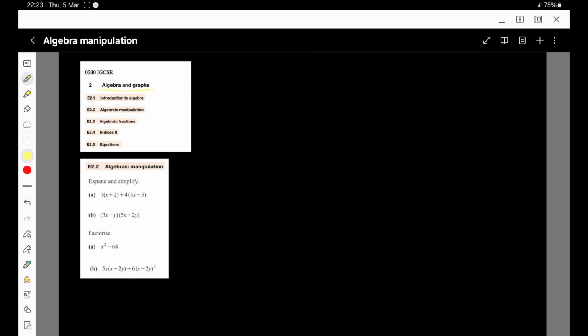and here I have captured from 1 up to 5, which is the first one, basically the introduction to algebra. The second one is algebraic manipulation. The third is algebraic fractions. The fourth is indices, and the fifth is equations. So all of these are interconnected and related while being solved.